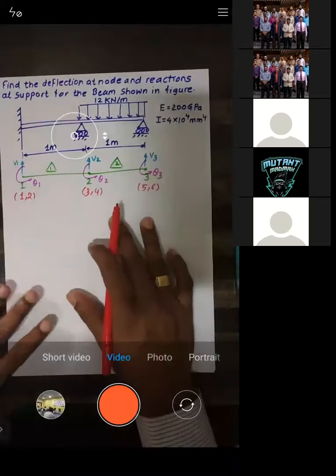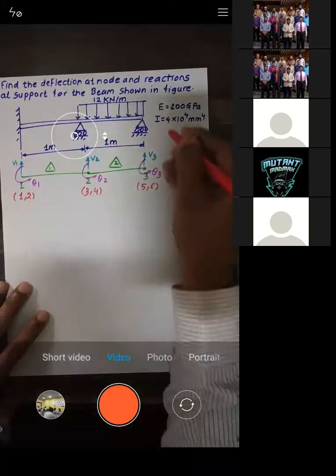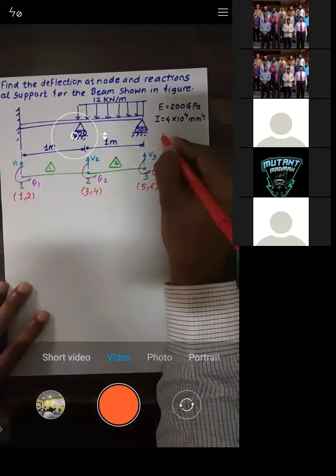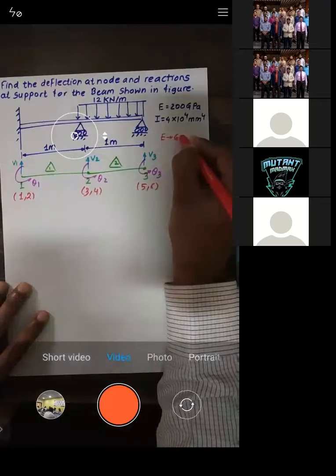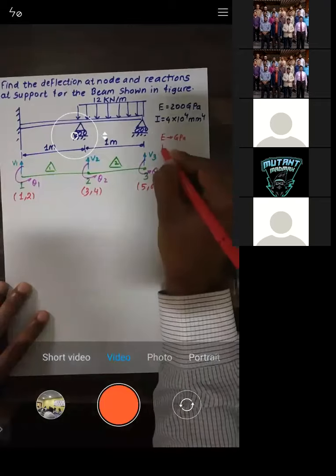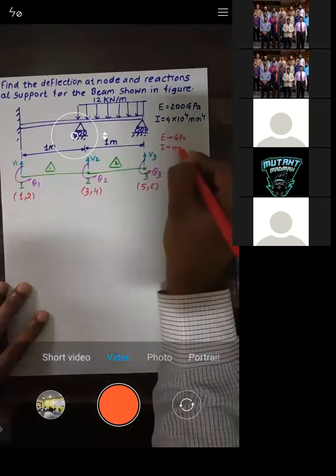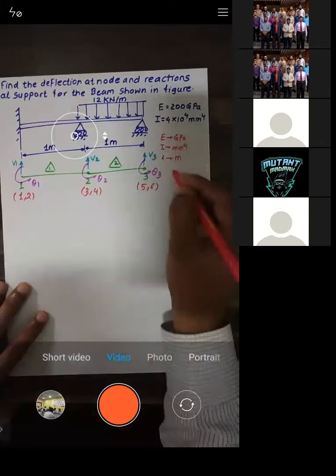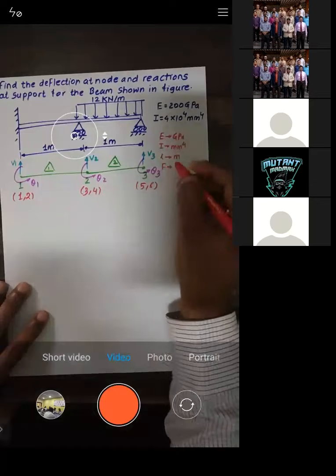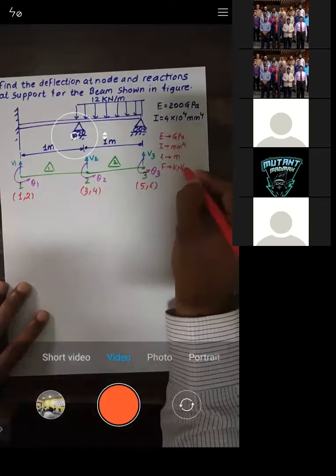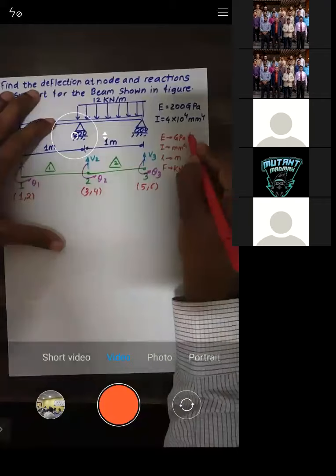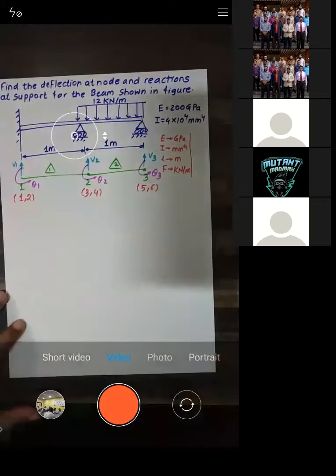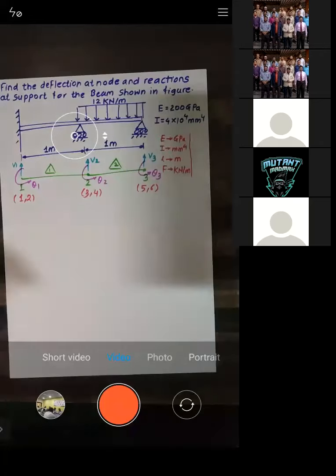Now see, we need to first check the units. What are the units? E is given in gigapascal. I is given in mm raised to power 4. Length is given in meter. And the force is given in kilonewton per meter. So let us check the units, then we can proceed. See what possibilities we can work out.